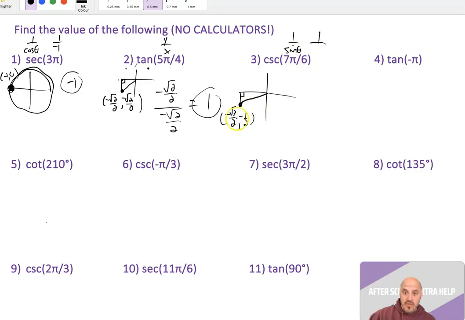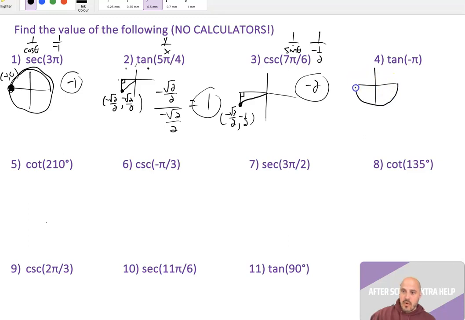So 1 over the y value, which is -1/2. If I take my reciprocal, I get -2 when I simplify. My answer is -2. All right, tangent of -pi.